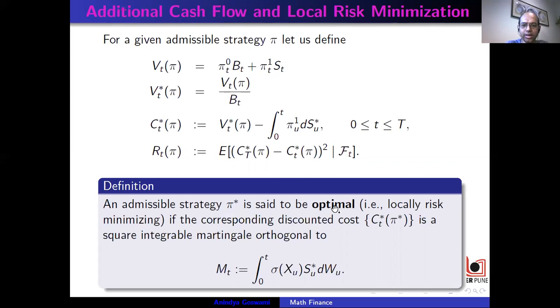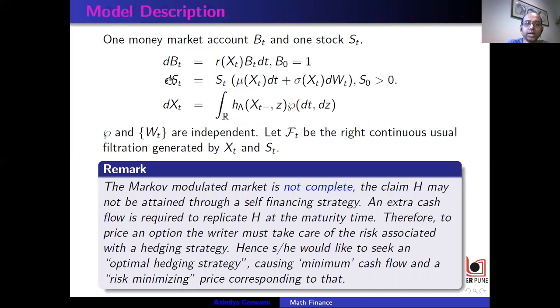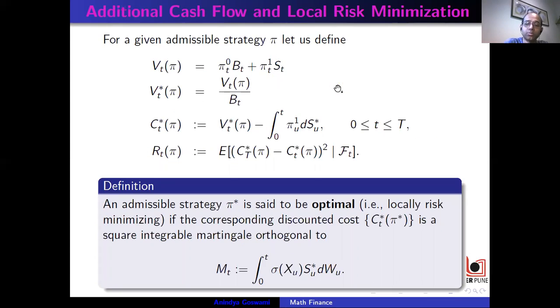Pi star is said to be optimal if the corresponding cost C is a square integrable martingale which is orthogonal to the martingale part of the stock price. M_t is basically the martingale part, correct? Because dS_t is equal to mu S_t dt plus sigma S_t dW_t, correct? So S is a semimartingale, and this is the martingale part, S times sigma times dW_t. So I'm just writing down the martingale part of the stock price.